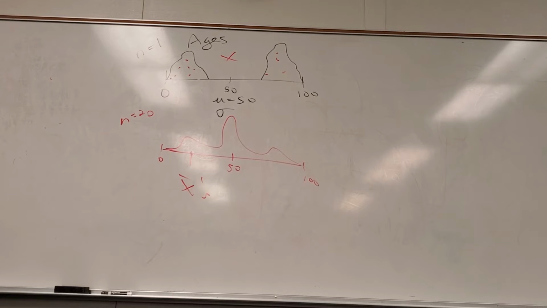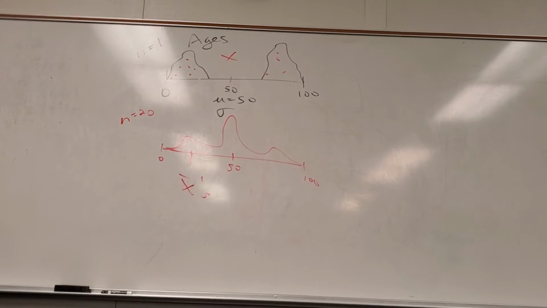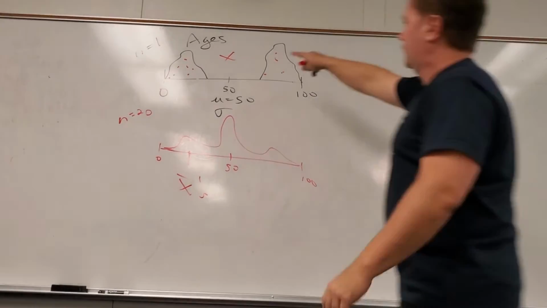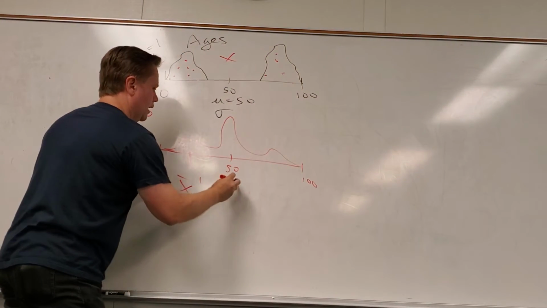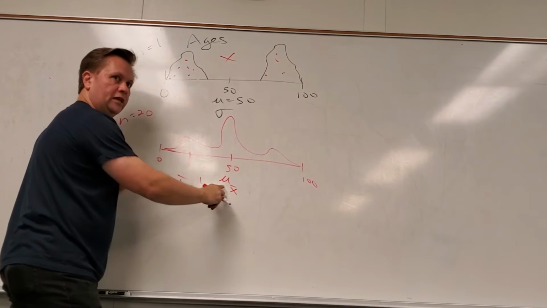The average stays the same. Just because I take groups at a time doesn't change what the average is. So that's why the middle, the 50, is in the same place. The mean of the sample means.